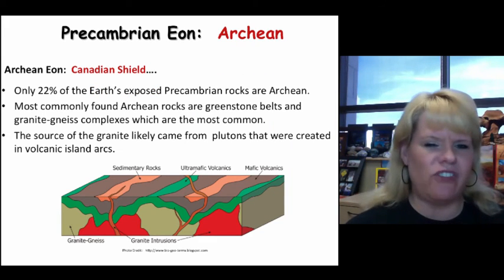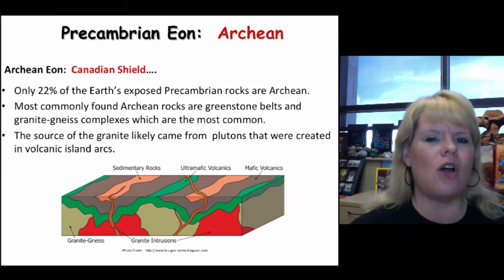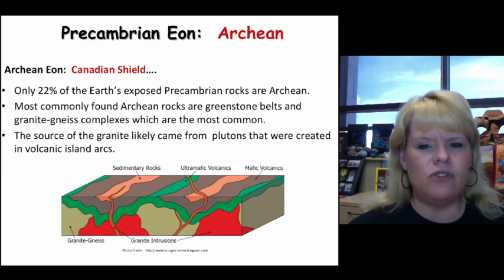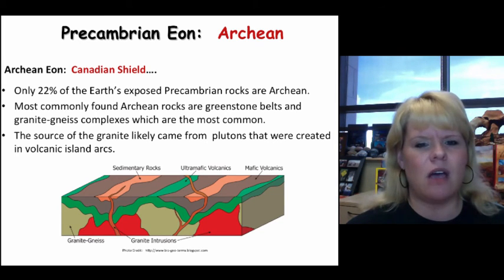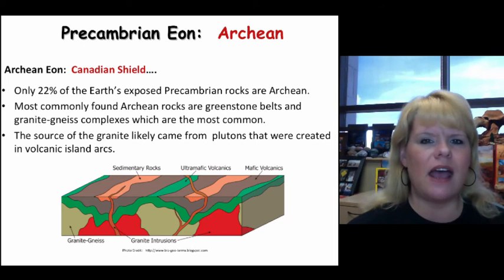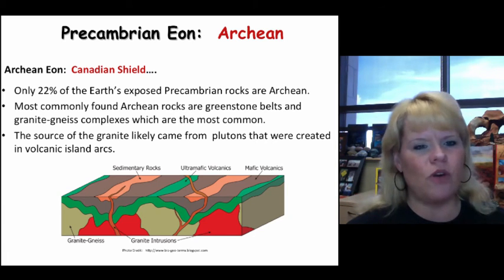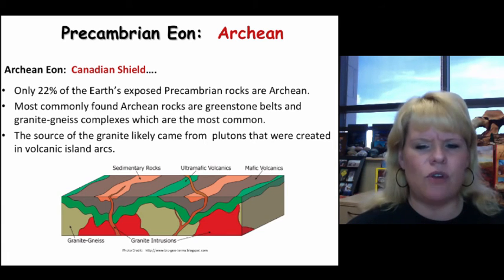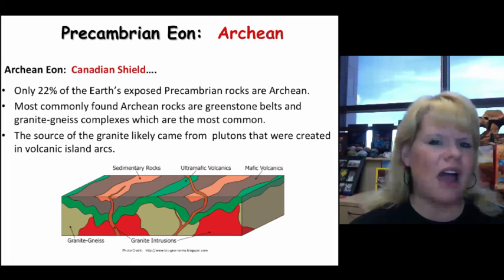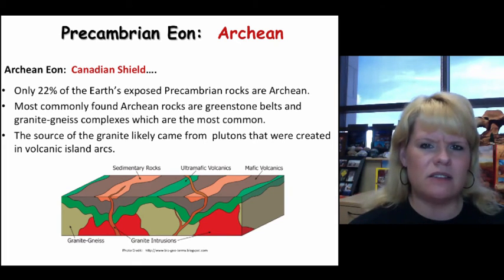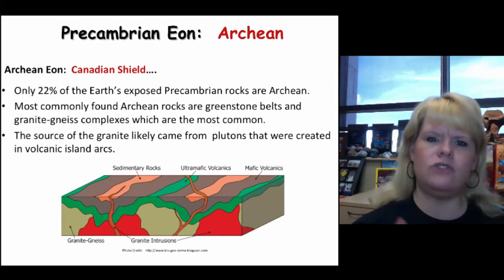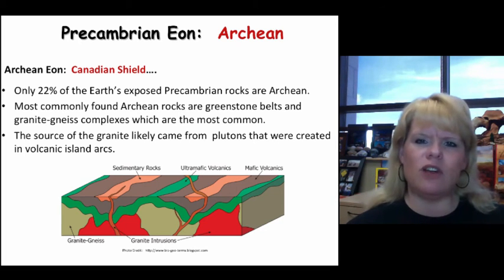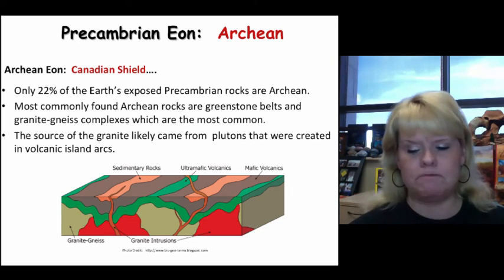Only 22% of the Earth's exposed Precambrian rocks are Archean in age. Most of those are going to be in the form of what we call greenstone belts and granite gneiss complexes that were commonly created as island arcs squashed into our newly formed cratons. So the likely source of granite comes from plutons that were created in island arcs, and as they subducted against our continent, those would create volcanoes, which would allow us to get almost long stripes of a variety of different chemistry rocks, otherwise known as greenstone belts.